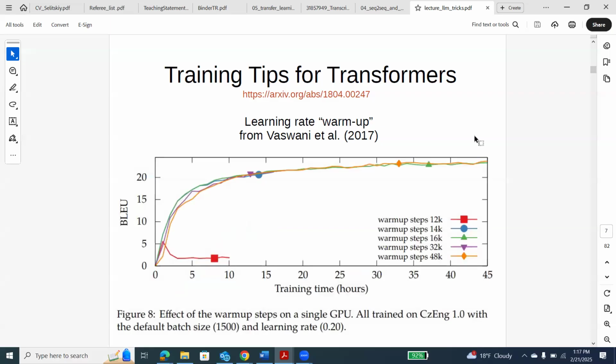And here is the plot that illustrates the number of steps for this increasing learning rate. So if you increase the learning rate very fast, like for the first red point, then the model won't converge. So this increasing period also, the slope shouldn't be very high.